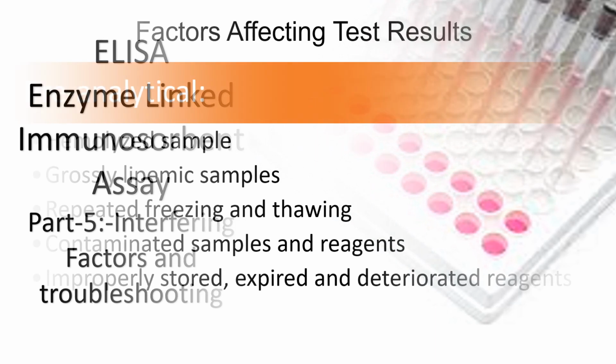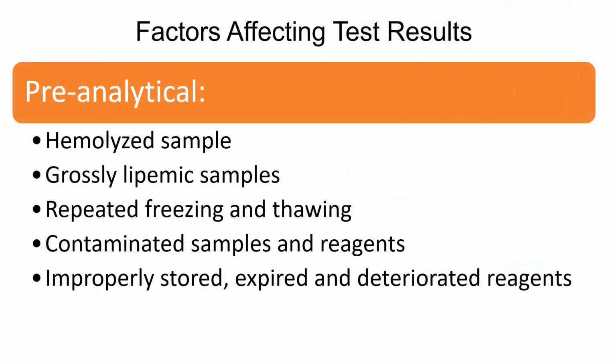So what factors will affect our test results? They are basically categorized into three: pre-analytical, analytical, and post-analytical. In pre-analytical, either the sample is hemolyzed or lipemic, or repeated freezing and thawing happens, or there are contaminated samples or reagents, or improperly stored, expired, or deteriorated reagents we are using. Then the result can be affected.